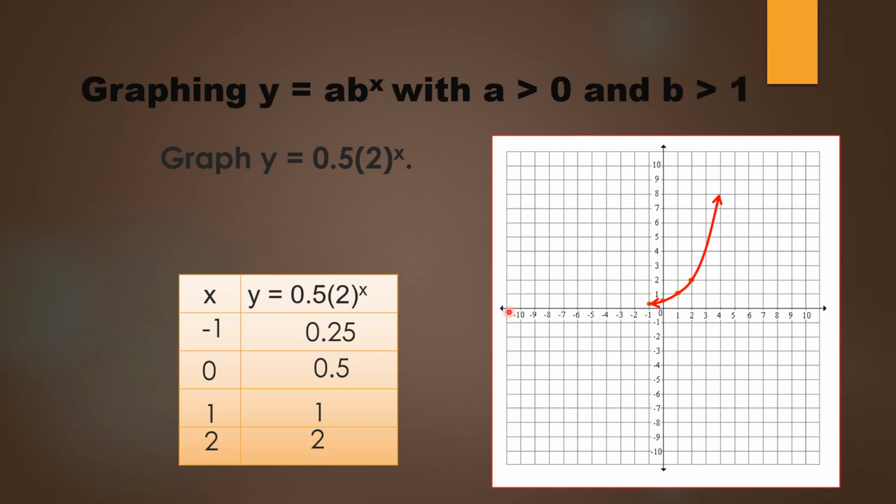Actually, here we have a boundary of this graph. What is the boundary of this graph? The boundary of this graph is the x-axis. This curve cannot cut or touch the x-axis. The x-axis here, we can name it the asymptote. What is the asymptote? The line that represents the boundary which the graph cannot cut.